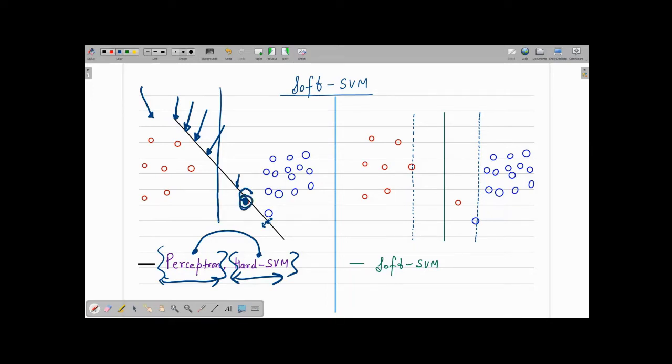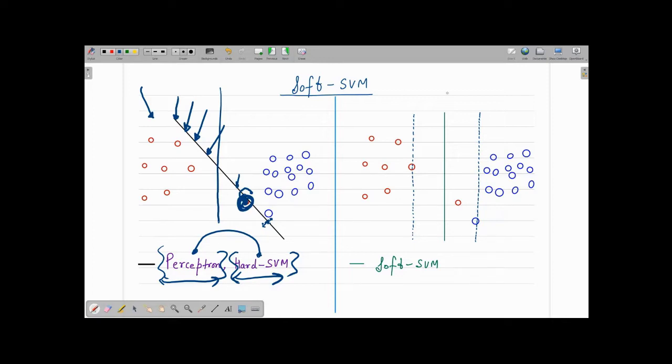This is the error, right? Because it's a red point, but it's on the blue side. So we are actually allowing errors. We are saying, okay, let's allow some errors. Let's not focus too much on separating the two with all the points correctly classified. We are not bothering about it. We are saying, let's allow some errors to come into the picture, and let's see whether we can get a better decision boundary or not.